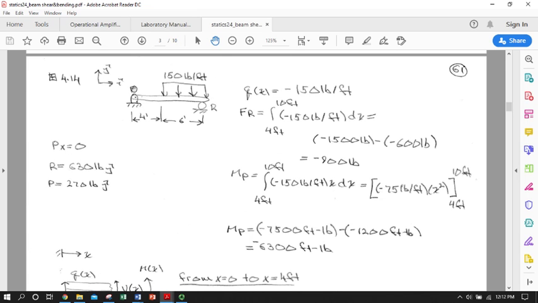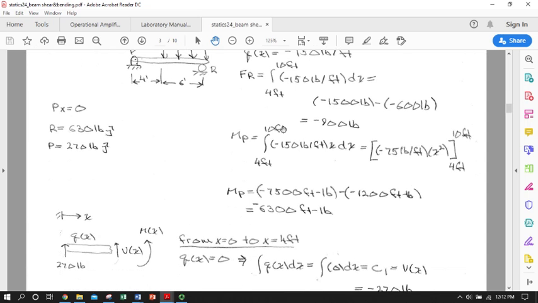Okay, so back to the support reactions. The first thing we need is to find the resultant load, the single point resultant load of this distributed load, not for the purpose of seeing internal forces, because a point load won't do that, but just to get our support reactions. So we'll go ahead and integrate our 150 pounds per foot between 4 feet and 10 feet, and we will get a negative 900 pounds.